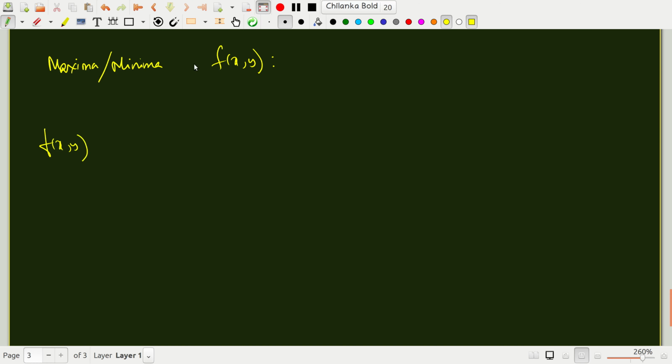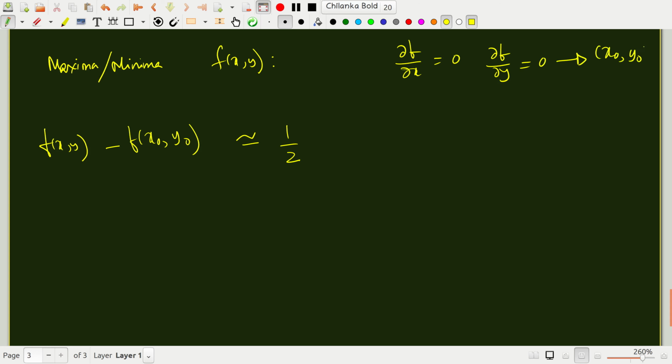Suppose you had a function of two variables f of x, y, and you want to worry about whether a given point x naught, y naught is a minimum or maximum. You will expand it up to second order, Taylor expanded up to second order. The first derivatives are 0 because the stationary points are found by partial f partial x equals 0, partial f partial y equals 0, and the points that you get are denoted as x naught, y naught. These are called stationary points.